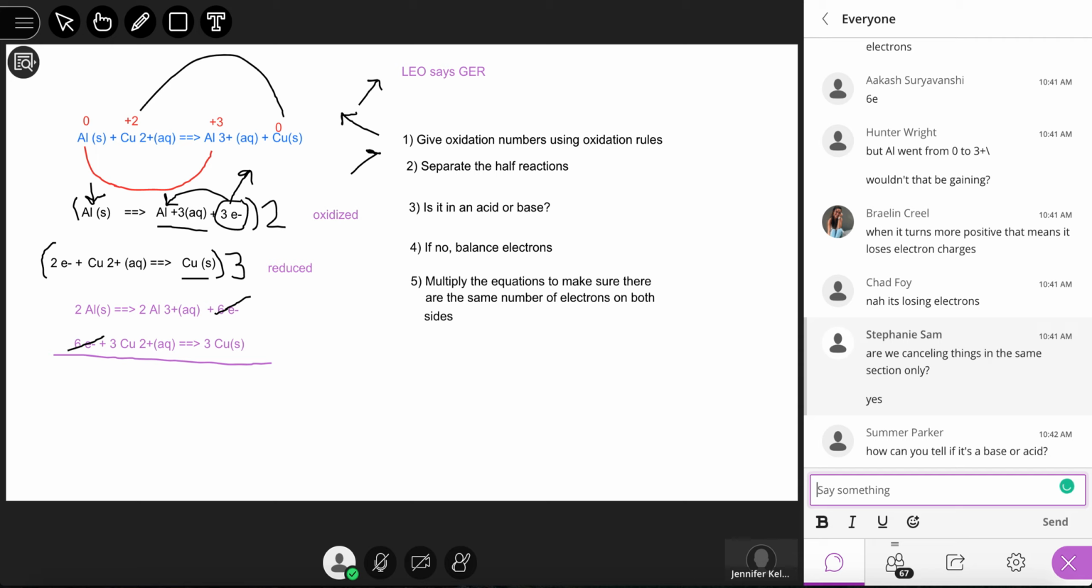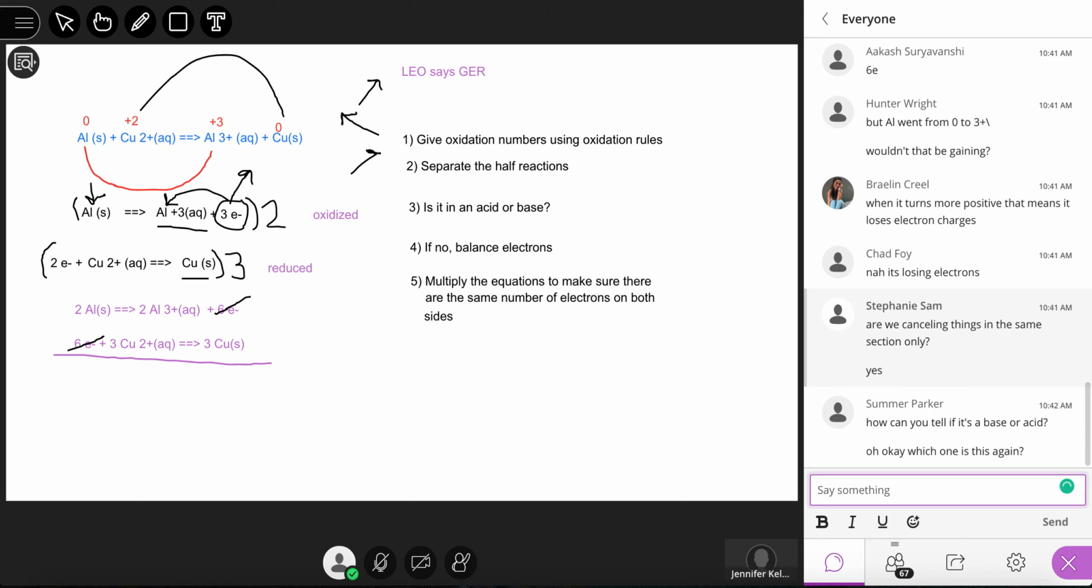They have to tell you it's a base or an acid. That's a good question. Right, so the final answer is this.